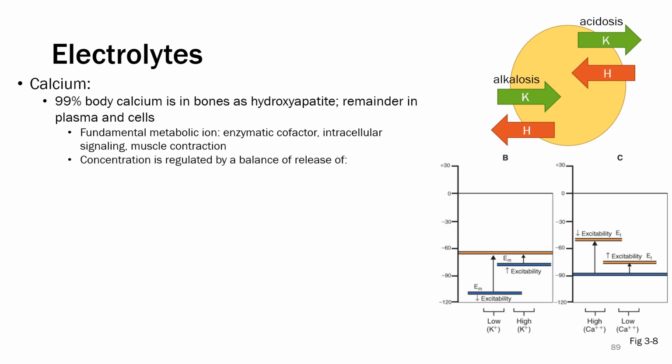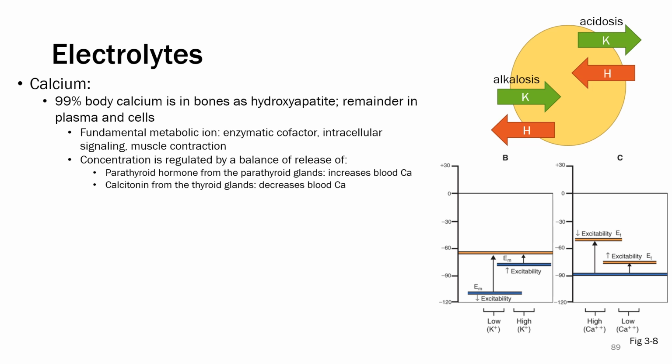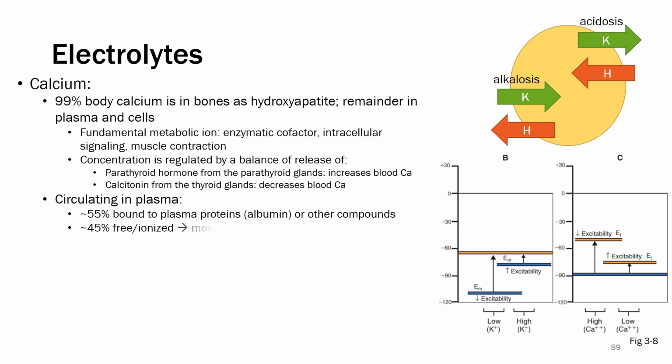Its concentration is regulated by a balance of release of parathyroid hormone from the parathyroid glands, which increases blood calcium, and calcitonin from the thyroid glands, which decreases blood calcium. The calcium that's circulating in plasma is about 55% bound to plasma proteins, or albumin or other compounds, and about 45% free or ionized, and that's the most important physiologically because that's what's going to have an impact with these enzymes and these muscles and all that. The fraction free is impacted by pH. Everything impacts everything else.